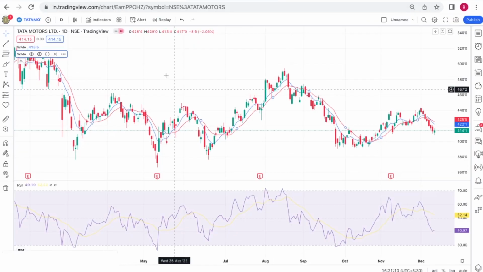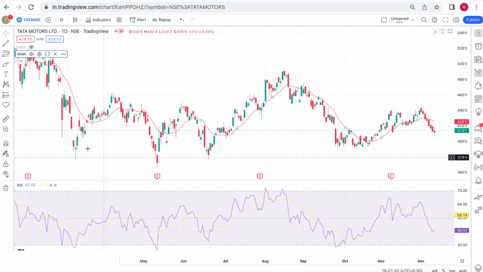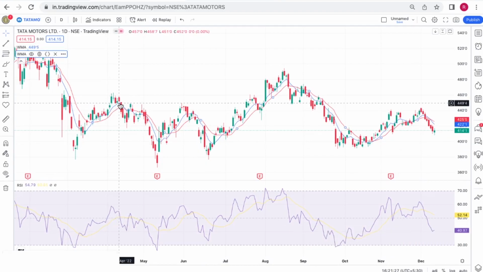Let's look at the chart of Tata Motors to illustrate a simple crossover strategy using WMA. As you can see here, there is a blue line which indicates the short-term WMA, or the 10 period WMA, and the red line indicates the long term, or the 20 period WMA. We're going to illustrate a simple crossover strategy as with any other moving averages.